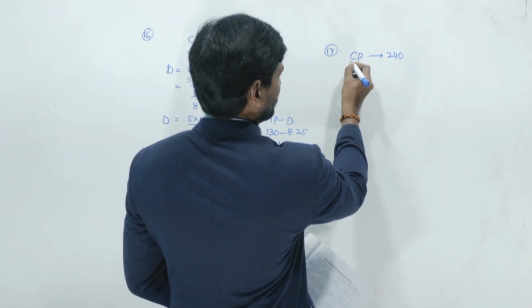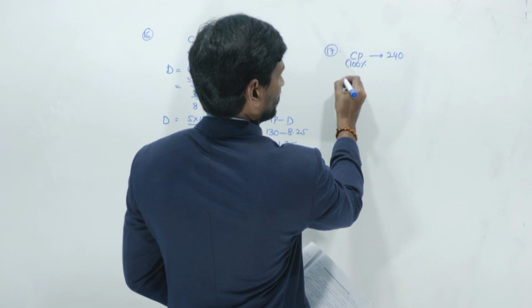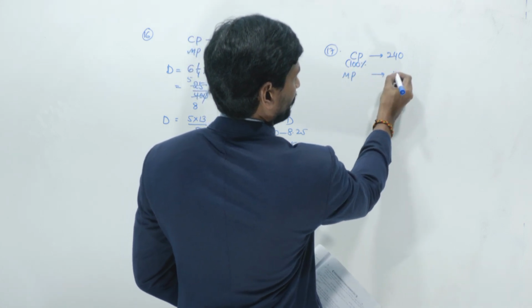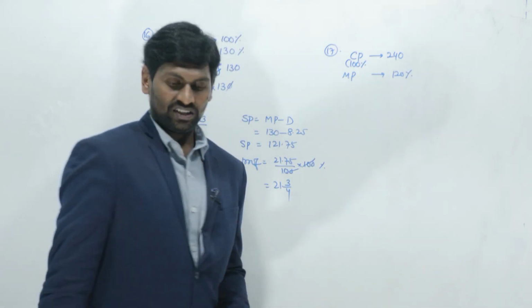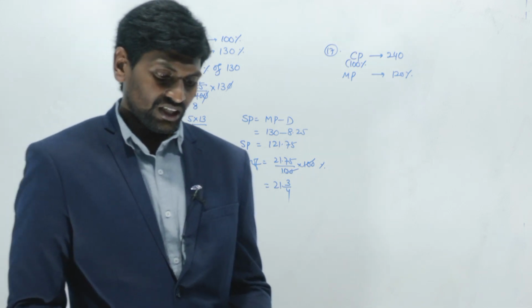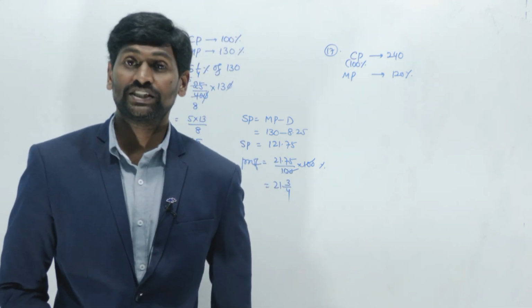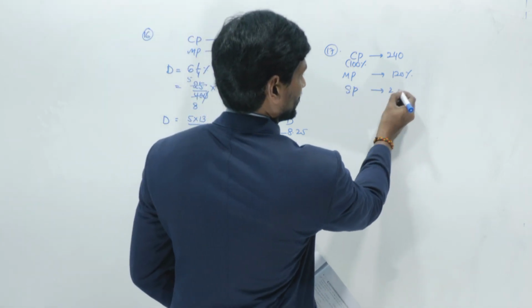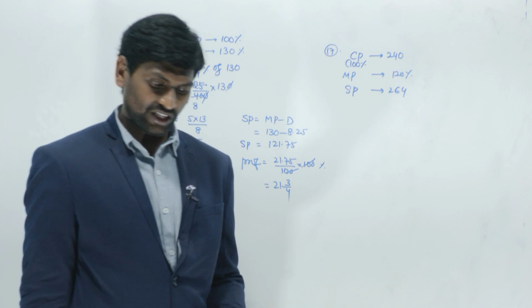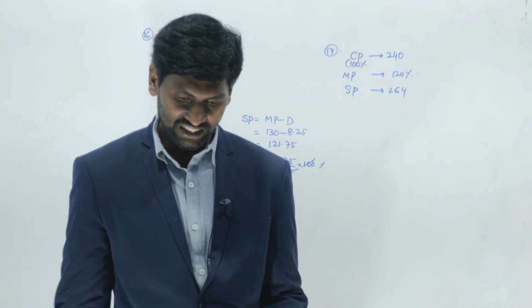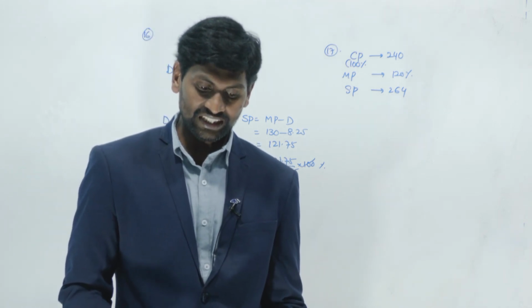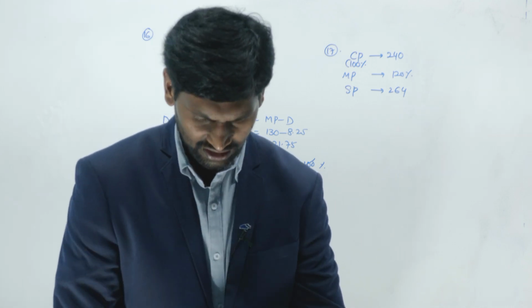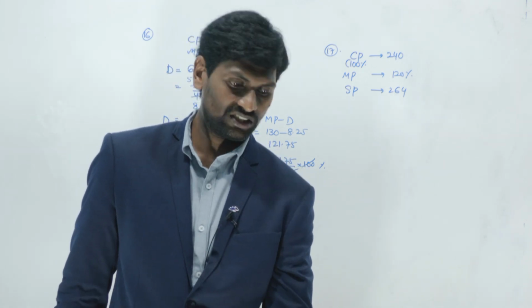That means if you consider cost price is 100%, then marked price will be 120%. Next, he sold an article for 264 rupees. Selling price is also given, that is 264 rupees. After allowing a certain discount on the market price, find the discount allowed by him in percentage.